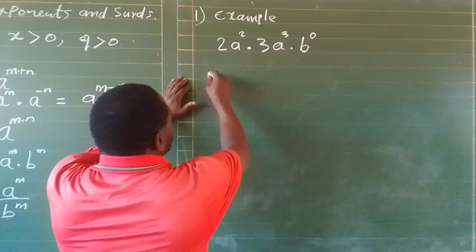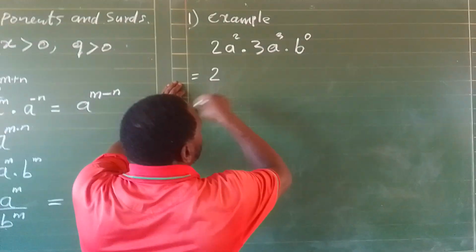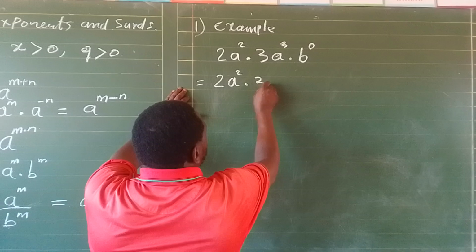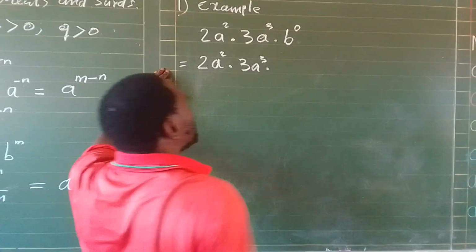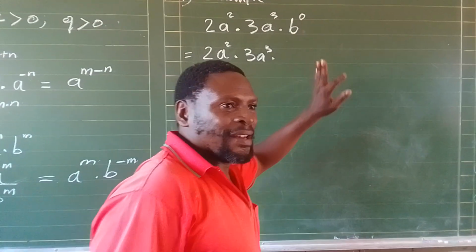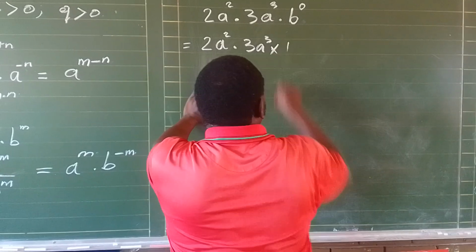Now let's start. This is going to be 2 times a squared multiplied by 3a cubed multiplied by b to the power 0. Any number raised to the power 0 is 1, so b to the power 0 is 1. You multiply this by 1.